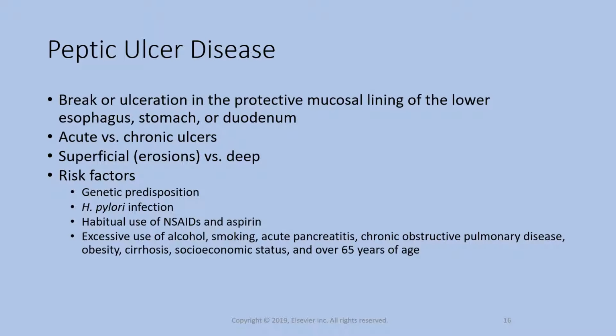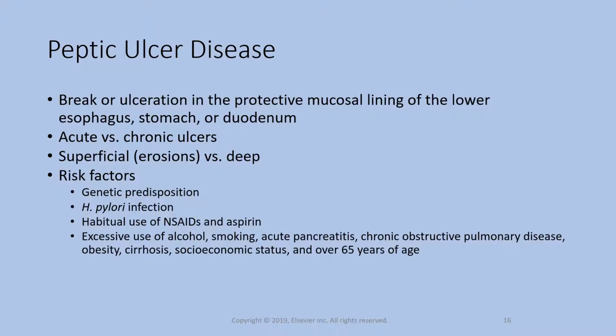Peptic ulcers are a breakdown, an ulceration, of the protective mucosal lining of the lower esophagus, stomach, and duodenum. So there are acute and chronic ulcers, superficial erosion versus deep. This is often confusing because we just talked about gastric ulcers, chronic and acute, and now we're talking about peptic ulcers, and the terms are sometimes used interchangeably.